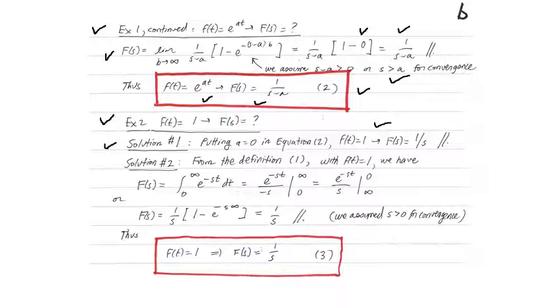I also want to show you how to do that using the definition so we can get hopefully a little more comfortable working with the definition, and we should get the same answer as we did using solution method number 1. So if we just take that function f of t equals 1 and plug it into our definition of Laplace transforms, the Laplace transform of 1 must be that integral.